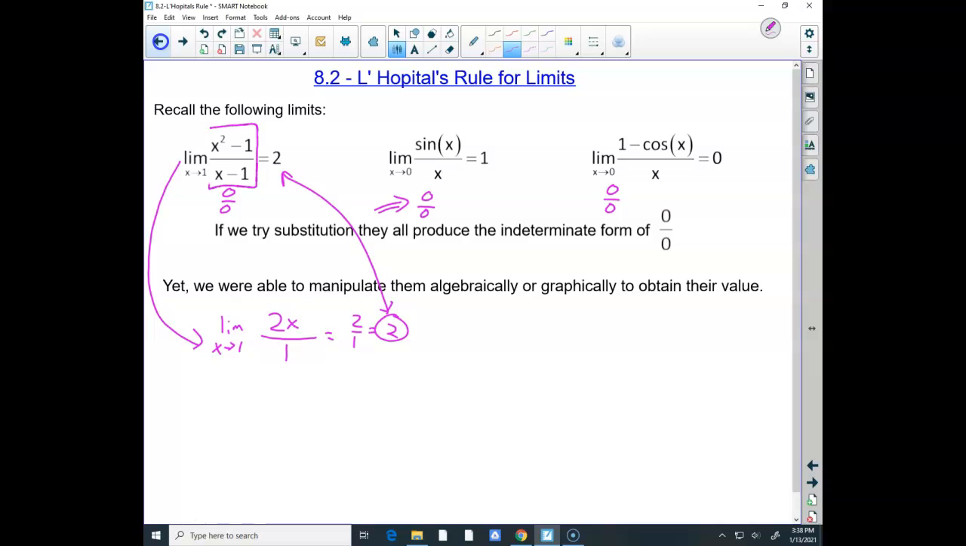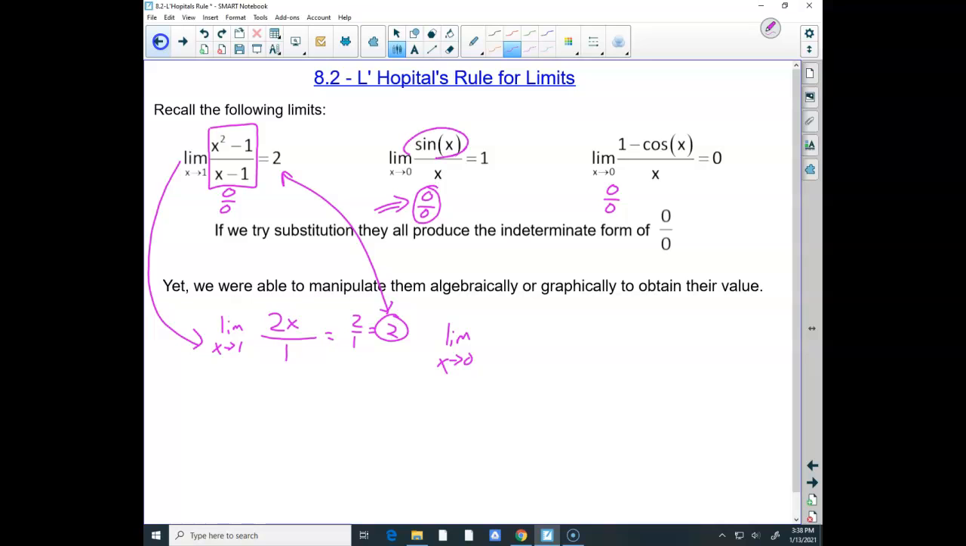the derivative of this as a quotient. It's just going to be the derivative of the top over the derivative of the bottom. Try the limit again and see if it evaluates. Same thing right here. The second one, this is the limit as x approaches 0. See how I got my indeterminate form of 0 over 0?